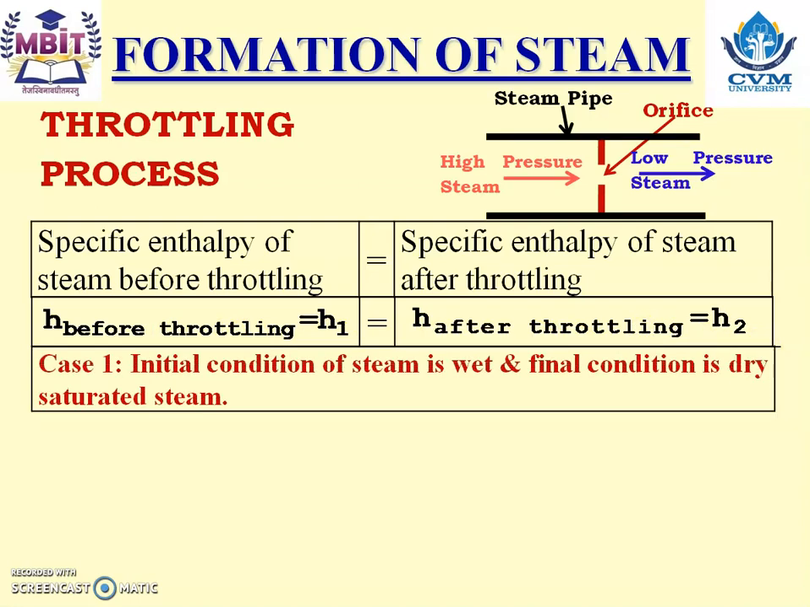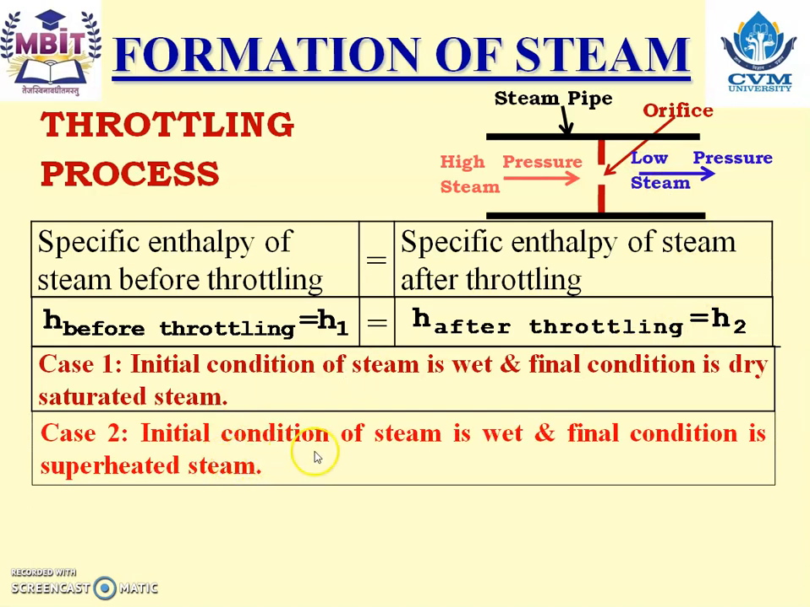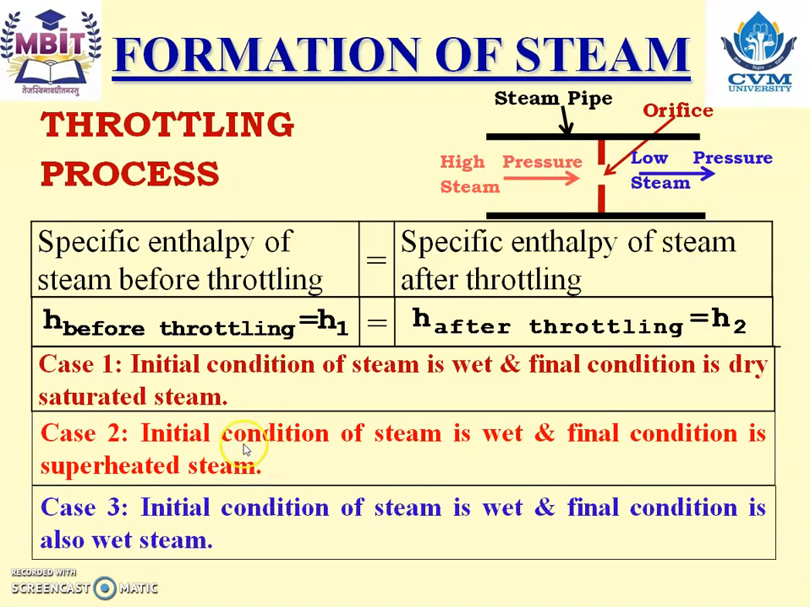So there can be three cases. What are the three cases? First, the initial condition of steam is wet and the final condition is dry and saturated steam. Whatever steam is entering the orifice can be wet, but after that it becomes dry and saturated. Second, the initial condition is wet and the final condition is superheated, so wet steam can be converted into superheated steam. And third, the initial condition is wet and the final condition is also wet. So wet steam remains wet steam after the throttling process.